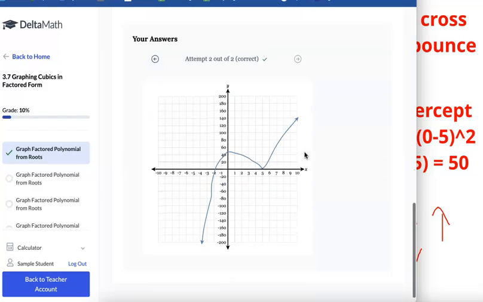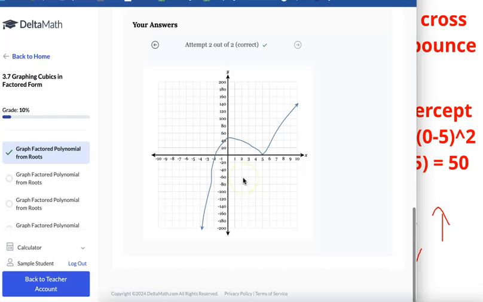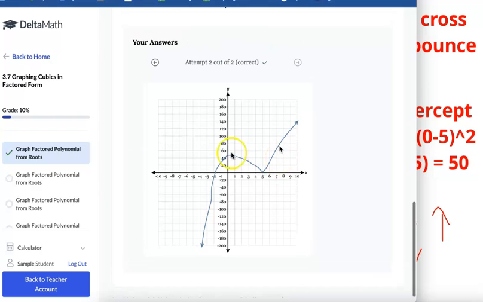Okay. So Delta Math has this really cool grading thing. Yes, it's a little frustrating on the Chromebook. If you want to do it on a phone or an iPad, it might be better to help you trace. But that's what you guys are going to do today.